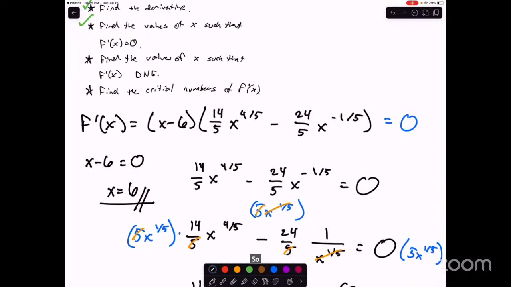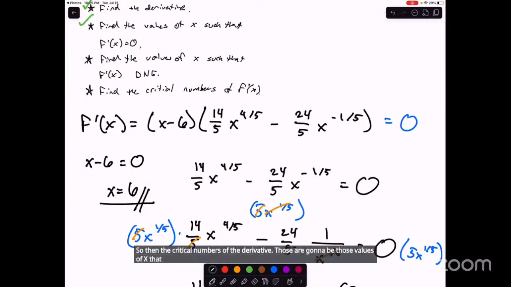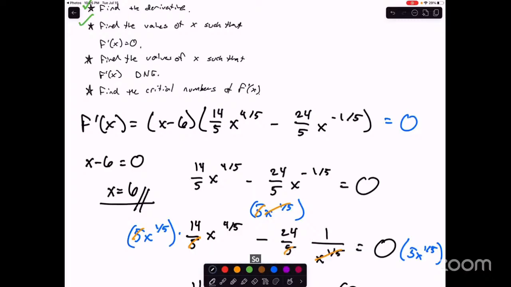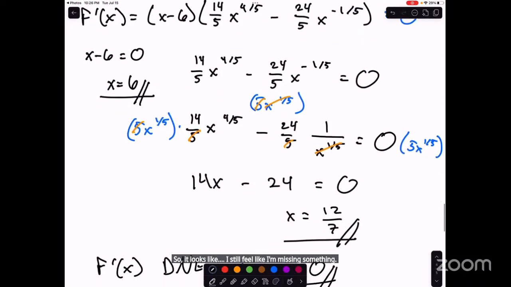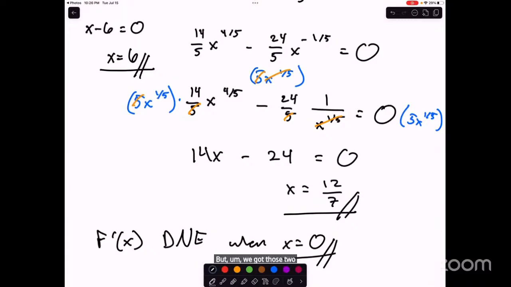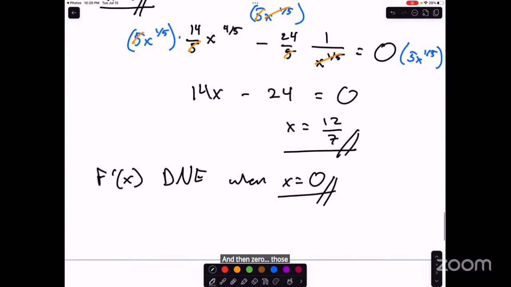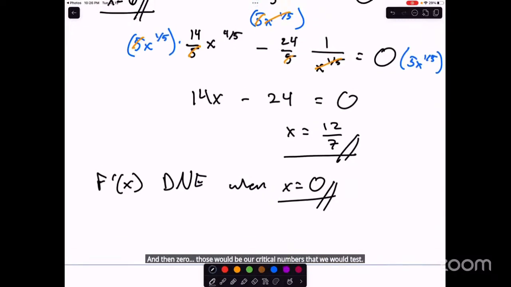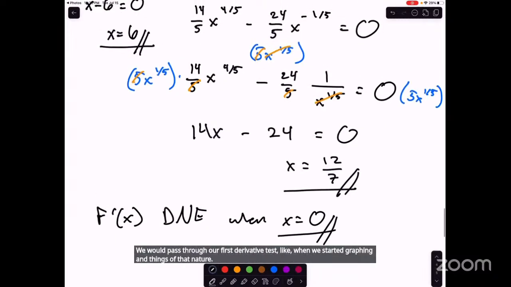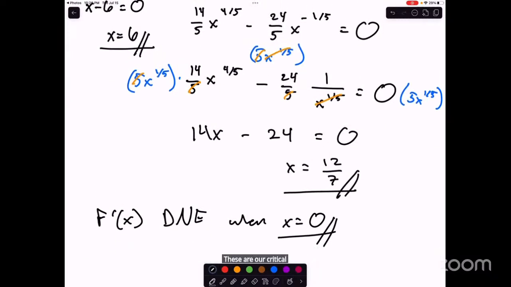So then the critical numbers of the derivative, those are going to be those values of x that make the derivative either 0 or undefined. So it looks like, I still feel like I'm missing something. But we got those two values of x, the 6 and the 12 over 7, and then 0. Those would be our critical numbers that we would test. We would pass through our first derivative test when we start graphing and things of that nature. These are our critical values.